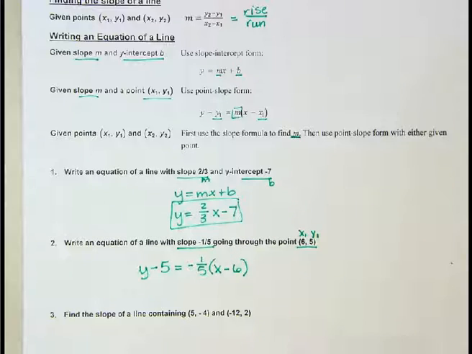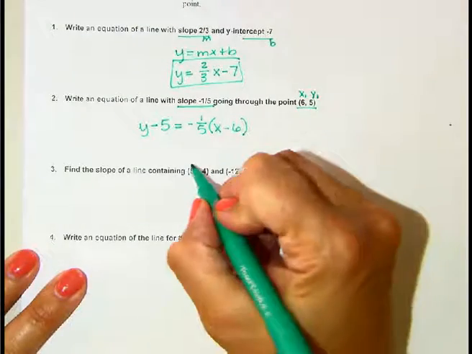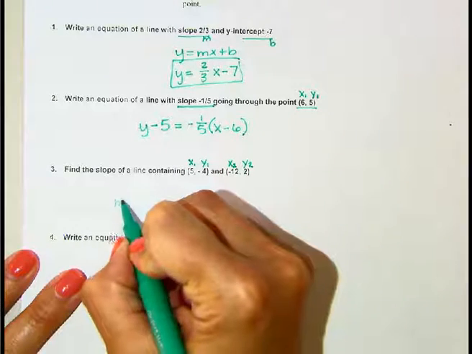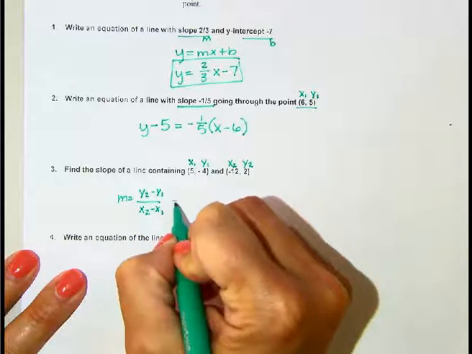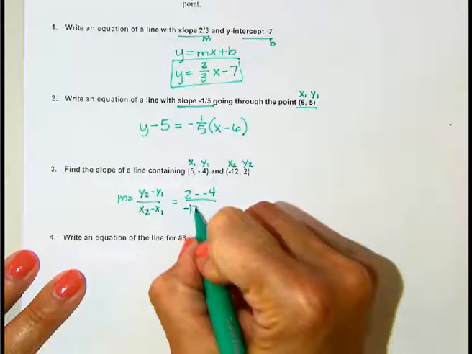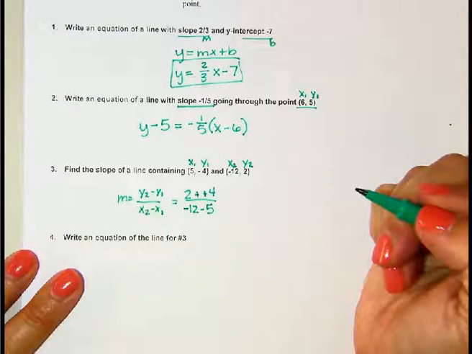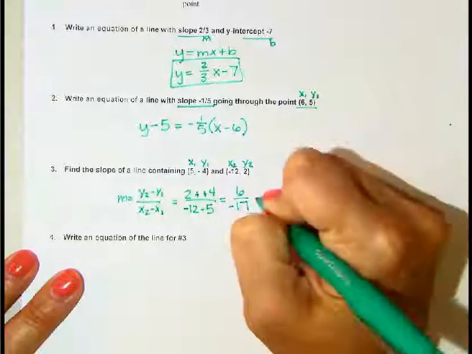Now in number 3 here, I need to find the slope of a line containing these 2 points. So I'm going to use the formula for slope here. So this is going to be my x1 and y1, x2 and y2. That formula for slope was y2 minus y1 over x2 minus x1. So I'm going to have 2 minus negative 4 over negative 12 minus 5. Okay, minus a negative, remember you add, that makes plus a positive. So I'm going to have 6 over negative 17. So there's my slope.